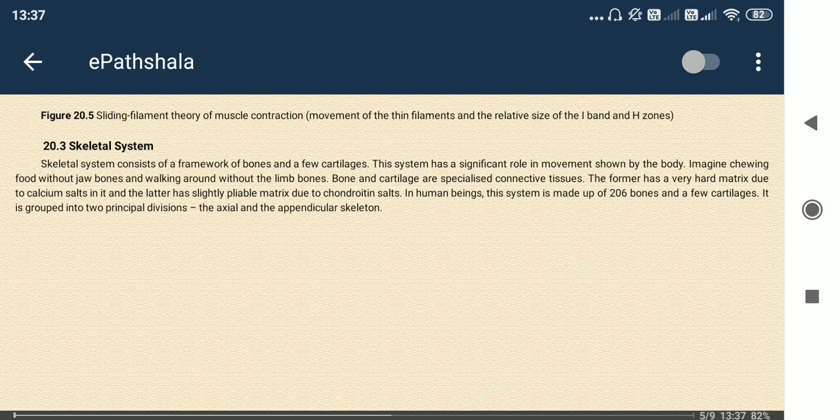So that is sarcomere, up to this only. In the next class skeletal muscle will be covered.